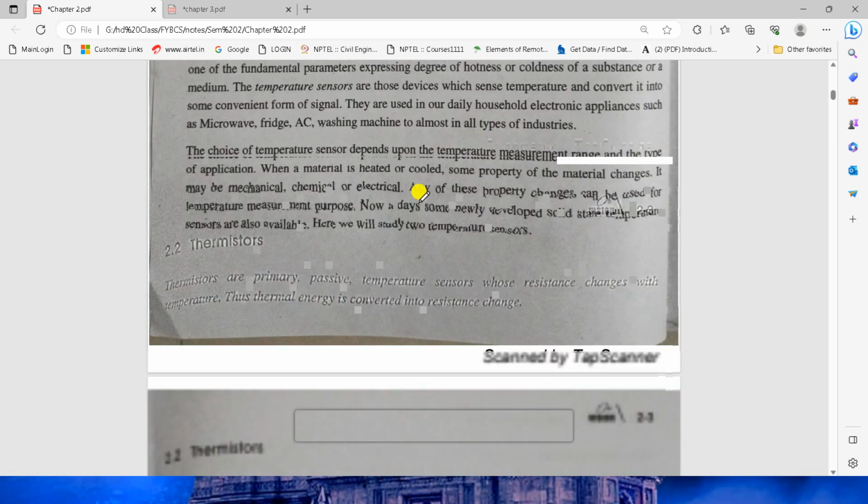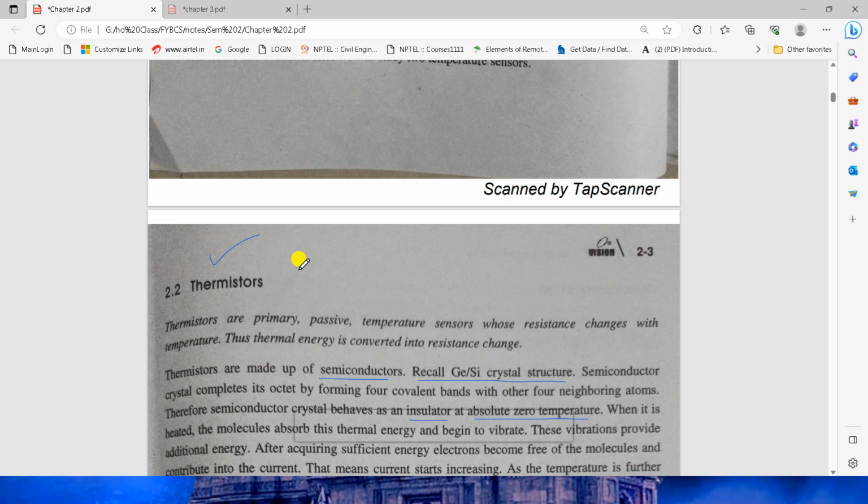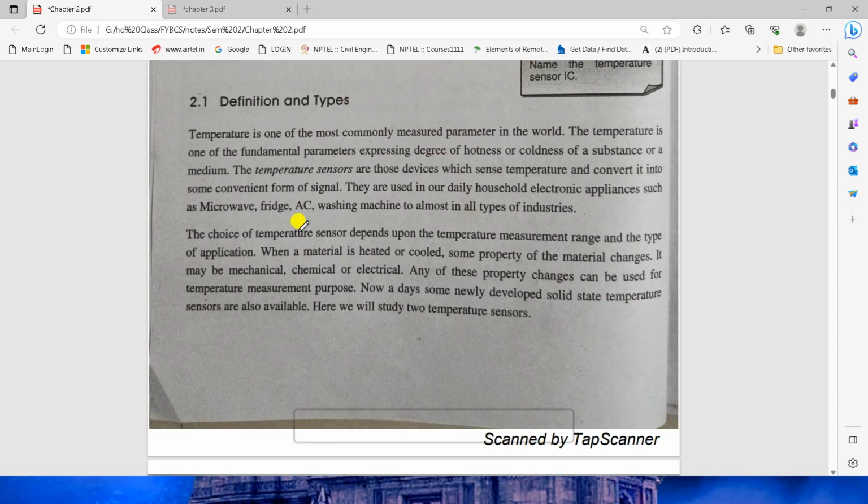The first sensor is the thermistor. Thermistor is a temperature sensor. Why do we want to learn the temperature sensor? The temperature sensor is one of the most common measurable parameters in the world. The temperature is one of the fundamental parameters expressing the degree of hotness and coldness of a substance and medium. Temperature sensors are devices which sense the temperature and convert it into some convenient form of signal. These are useful in household electronic applications like microwave oven, fridge, AC, washing machine, and in all types of industry we use the temperature sensor.